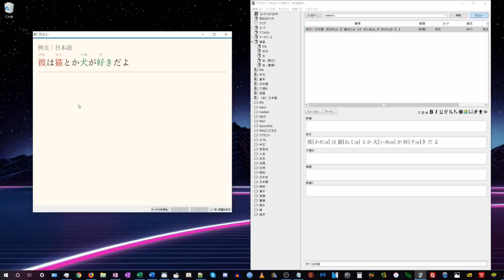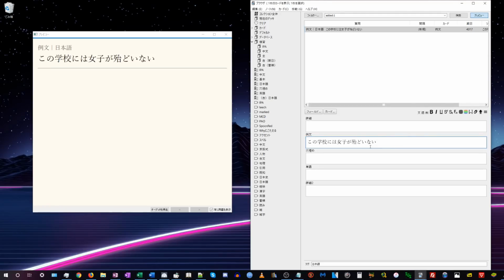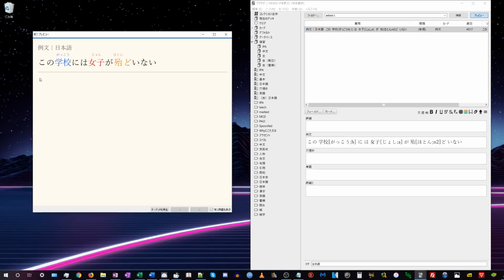So that is that. So the next thing that I wanted to talk about is, okay, well, let me just show you an example. It will be a little bit easier said than done. So if we take this sentence right here and we generate the pitch for it, we see, この学校には女子がほとんどいない.